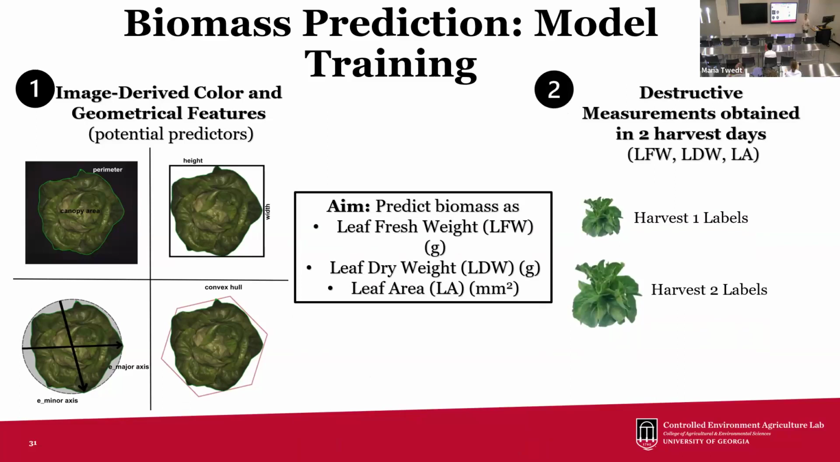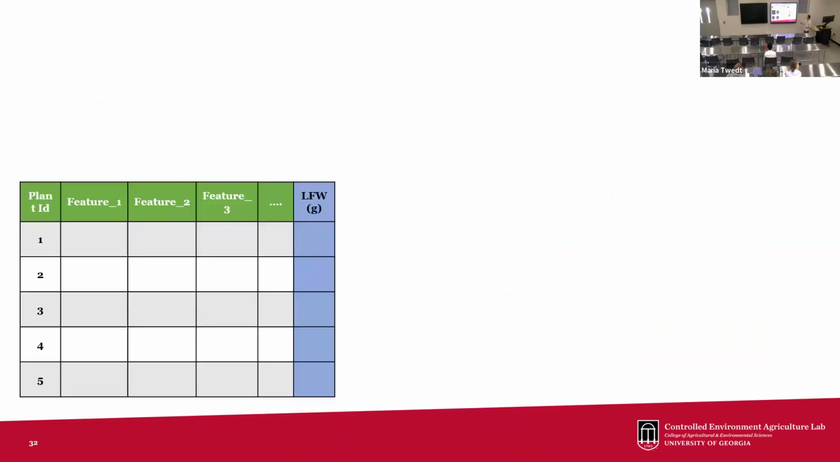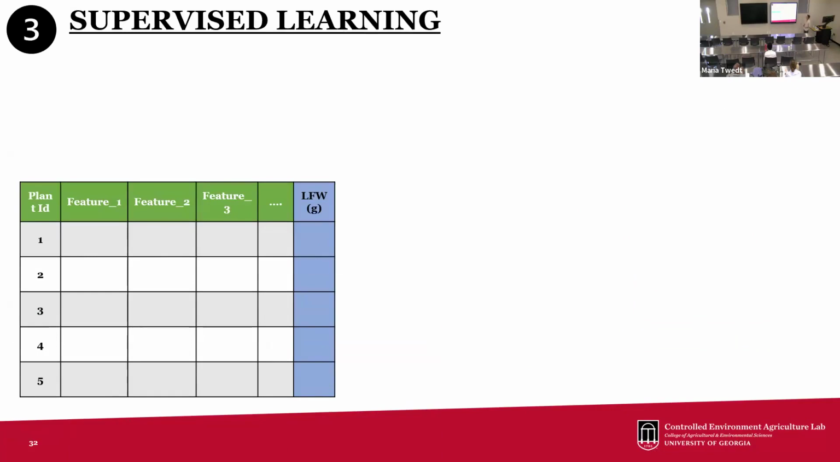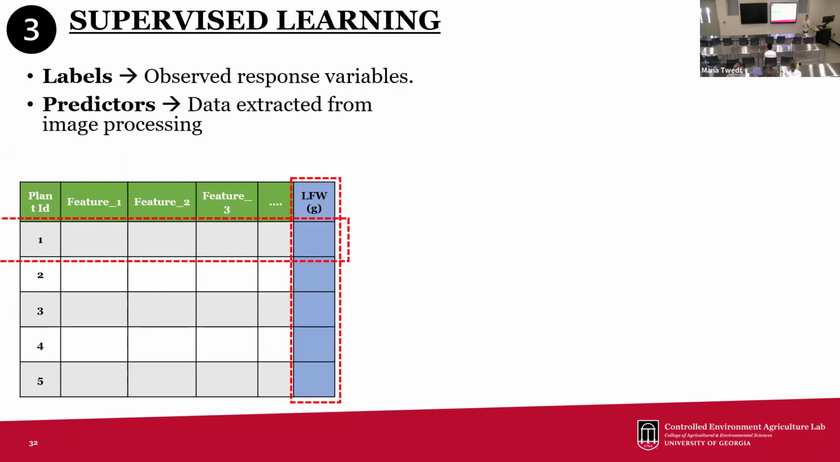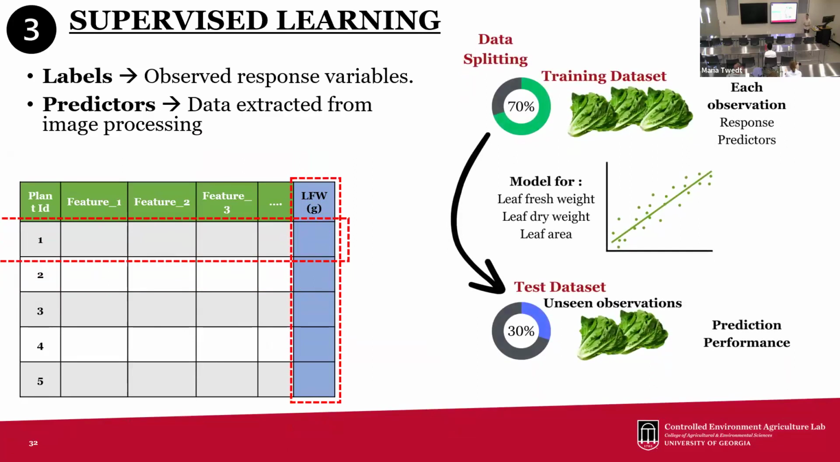So we needed to gather that ground truth, those observed values of the 3 biomass parameters or the 3 responses. And we did that in 2 different harvest rounds as our observed information. So again, we're working with supervised learning where we have labels, basically the observed values of our biomass information, and we have the predictors. The predictors are just the geometrical information and color information for each single canopy within our image. Basically, we have the correspondent label and the correspondent predictors for each single individual to train a model. Now we split our data, 70% for training, and then 30% of our observations to test the performance of those predictions in unseen data.